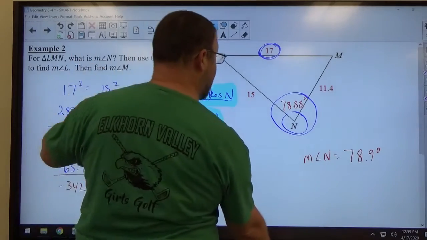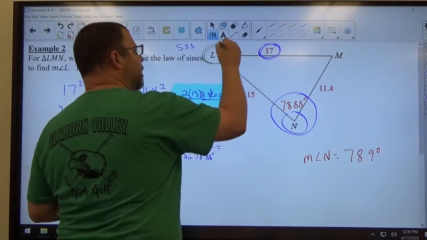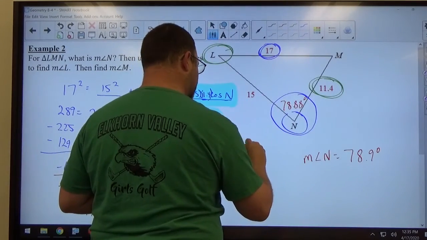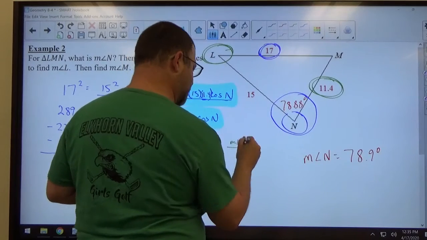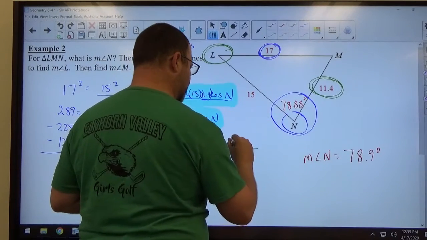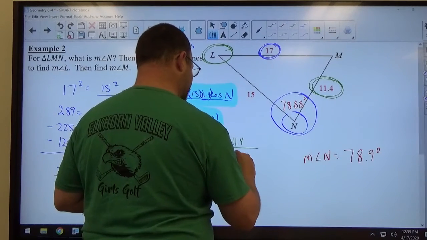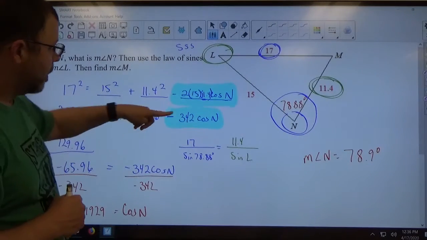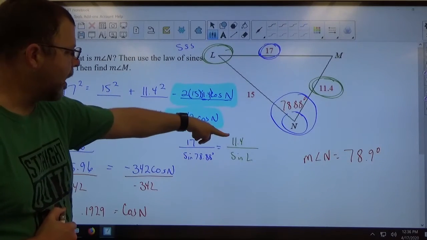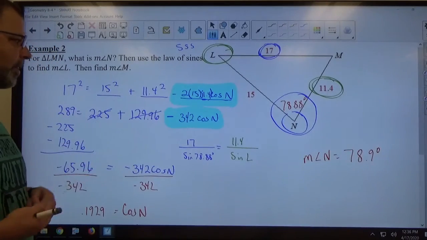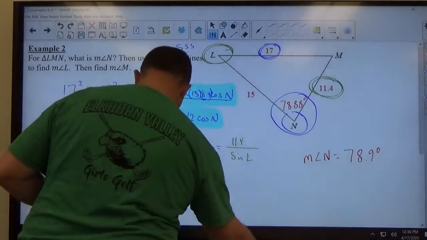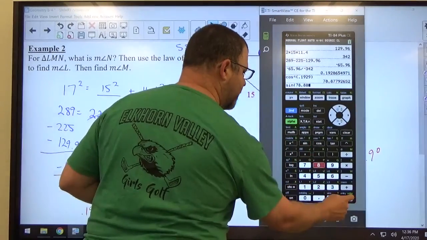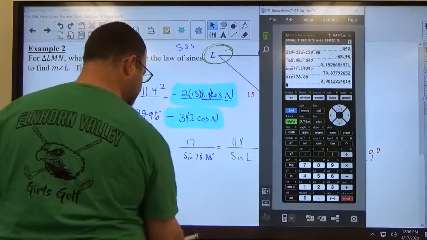And I'm trying to find measure of angle L, so I want to know this angle here, which is opposite this right here. So I'm going to say measure of angle L over, oh sorry, that's not right. Side measure on top, 11.4 on top, and then sine of L. All right, so side over sine of opposite angle equals side over sine of opposite angle. So again, that's the law of sines in action. And once again, my calculator knows things. Sine of 78.88 is 0.9812.